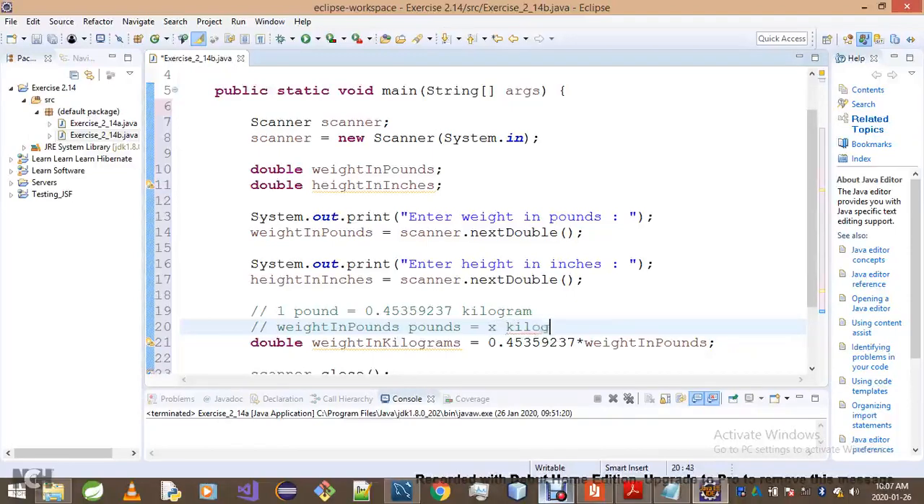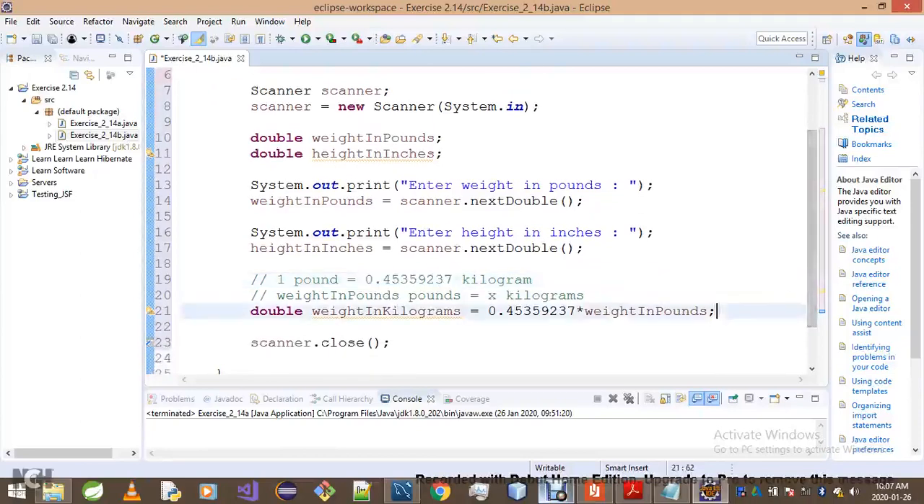So if we're looking for X, in this case our X is weight in kilograms. If we're looking for X, we simply cross multiply. We multiply 1 by X and we get X, and we multiply this number here by whatever the user has decided to put.